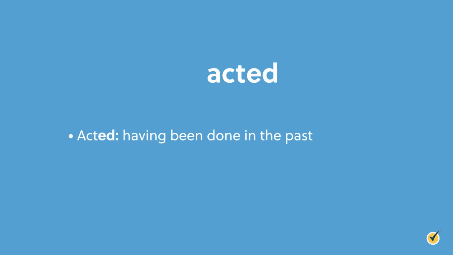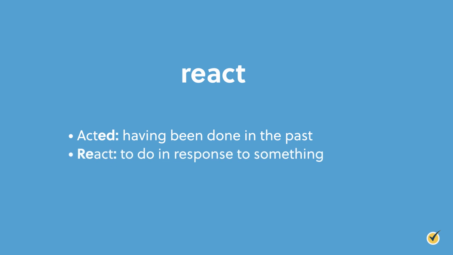Now let's take a look at some possible words that could be constructed from our previous example root word act. Remember that the root act carries the meaning to do. We can add a suffix of ed, which indicates that something has happened in the past. And this creates the word acted, which then has a modified meaning of having been done in the past. We can also modify act with a prefix of re, which indicates repetition or response. Our resulting word react means to do in response to something.